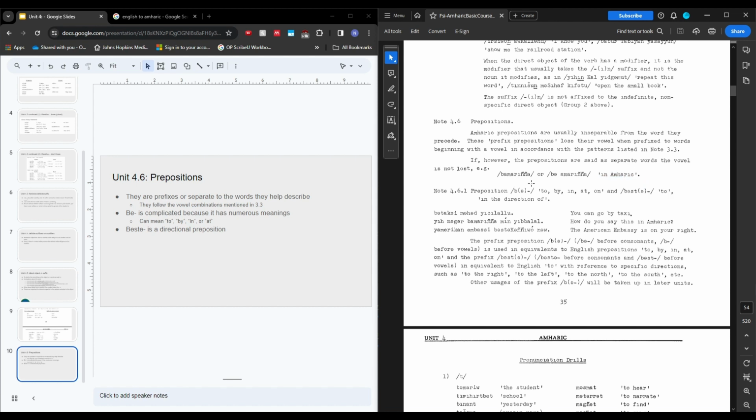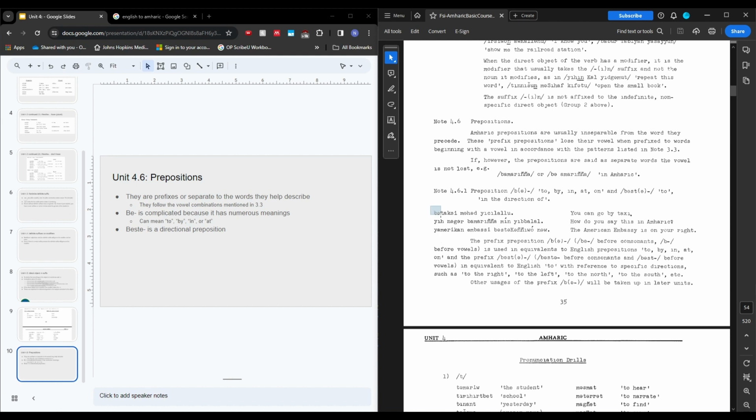Anyway, this be word has multiple meanings, which makes it pretty confusing. It can mean to, by, in, at, or on around something. To me, it even kind of means using something. And then there's another preposition called beste, and luckily this one's a little more simple. It's just involved in directional communication. So I think with examples it might help make more sense.